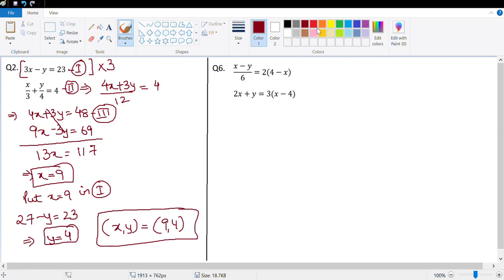I hope you noticed in this question, instead of subtracting, we added because the coefficients were equal but the signs were different. Next, let's look at question number 6.